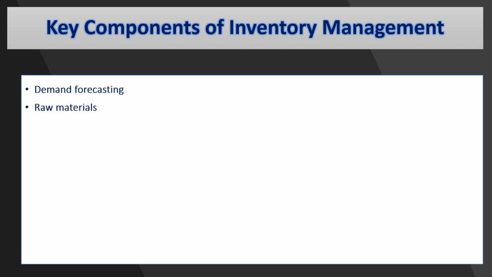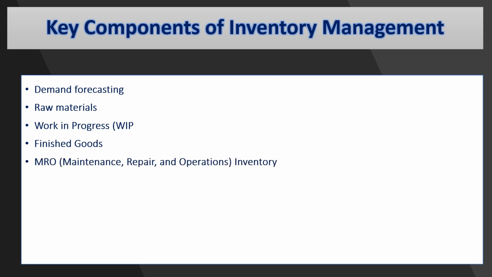Raw materials. These are the materials and components needed for production. Work in progress. Partially completed products in various stages of the production process. Finished goods. The final products that are ready for sale. MRO, maintenance, repair and operations inventory. Items necessary to keep operations running, like tools, spare parts and supplies.